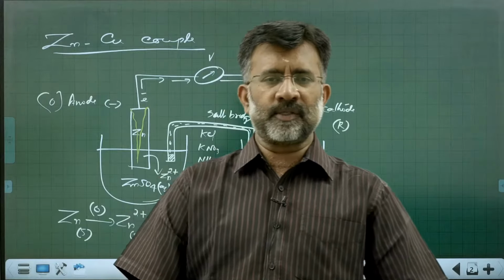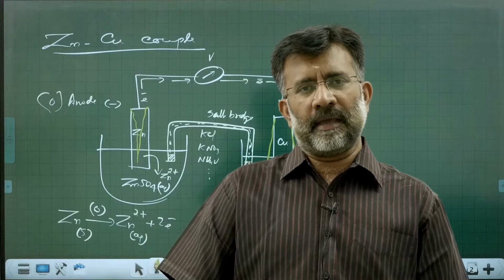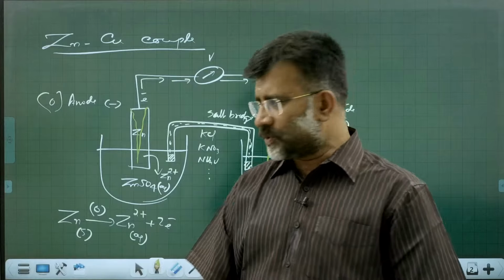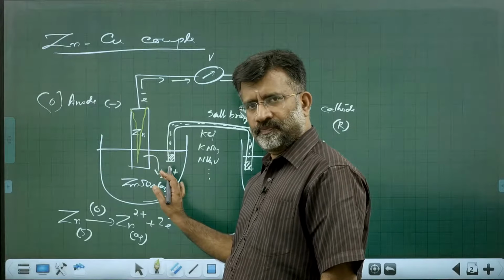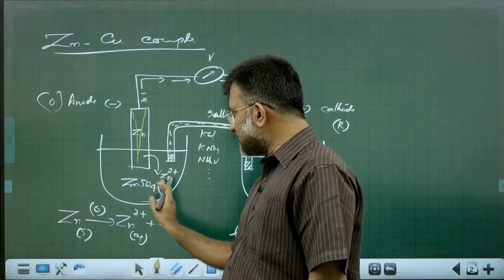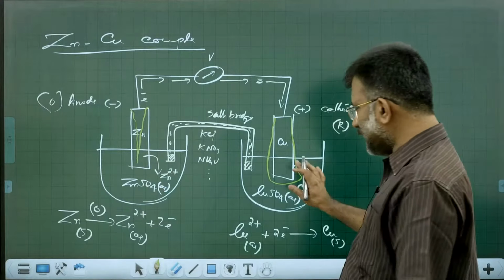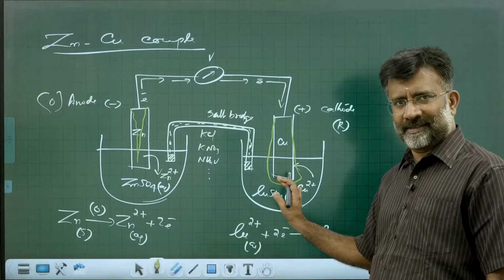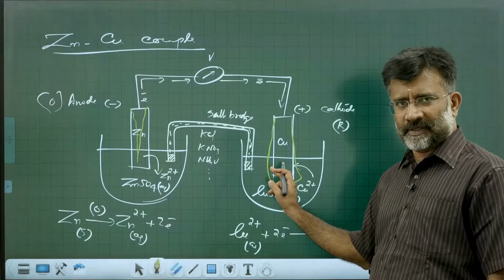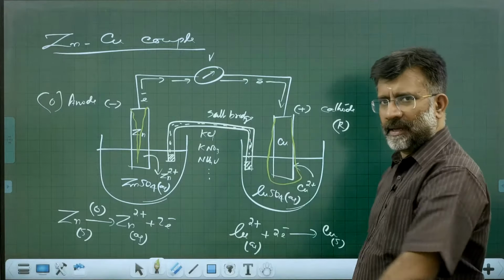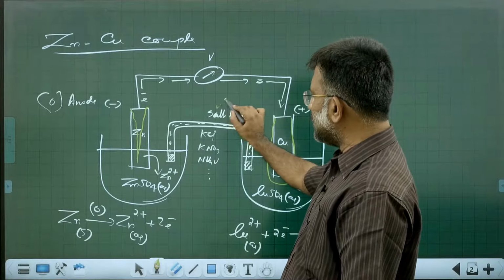And this is maintaining an imbalance of charge in the two solutions. Here there will be an accumulation of positive charge because zinc is dissolving. Here there will be a deficiency of positive charge because Cu2+ is depositing on the metal surface. So there will be a charge imbalance, which is maintained by the salt bridge.